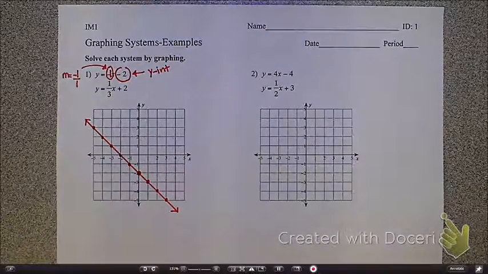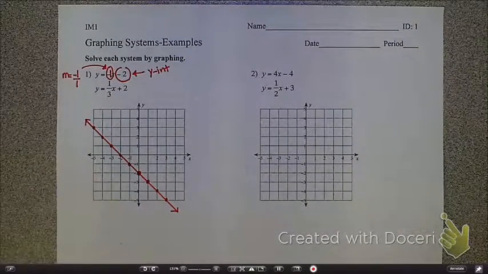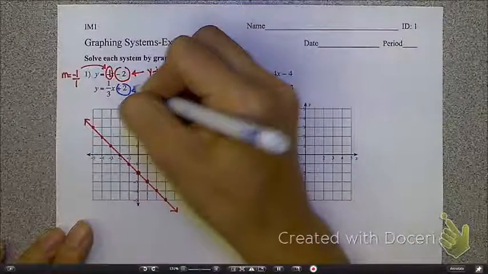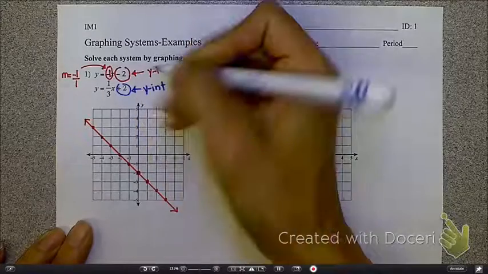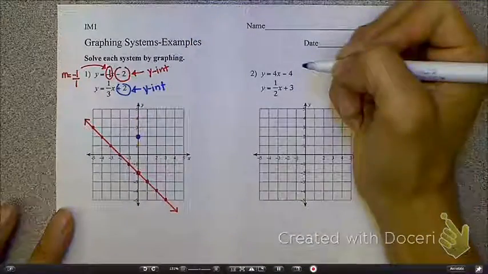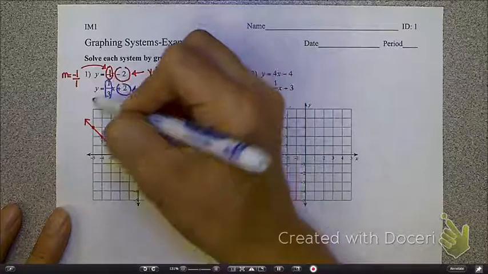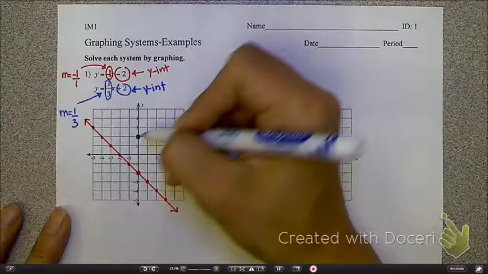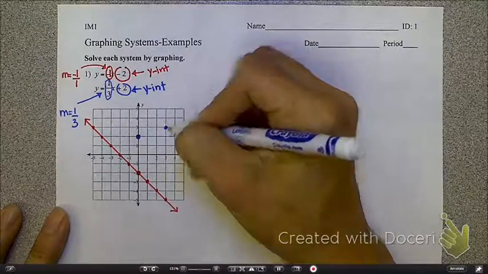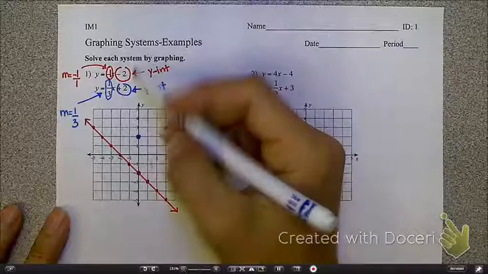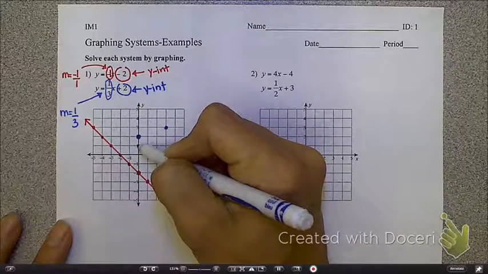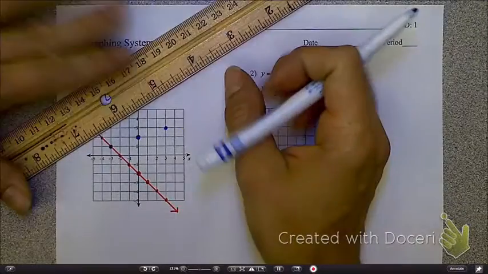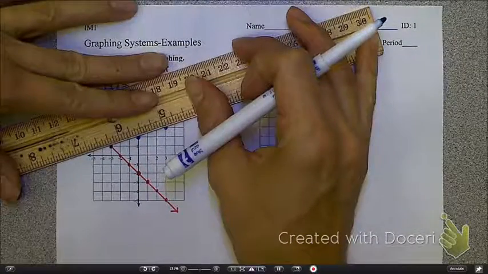All right, now I'm going to take my second equation and graph it. So here's my y-intercept, and this y-intercept is going to be up here at +2 on the y-axis. And then here's my slope. My slope is 1/3. So +1/3, that means up 1 to the right 3. Now, I've run out of room going this direction, so now I'm going to have to do the reverse. So down 1 to the left 3. Now, I'm going to connect the points on the second line.